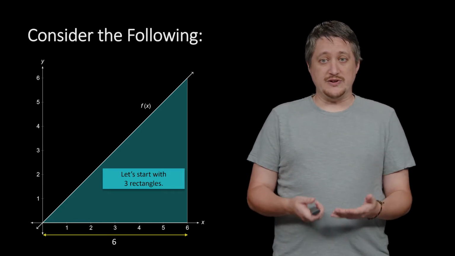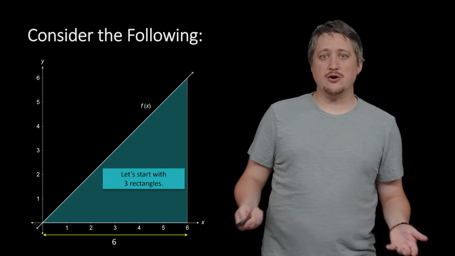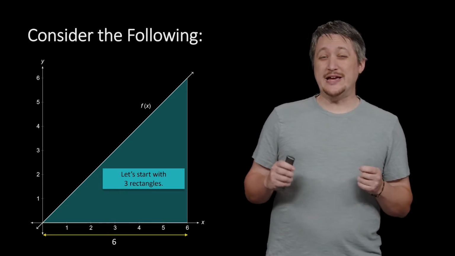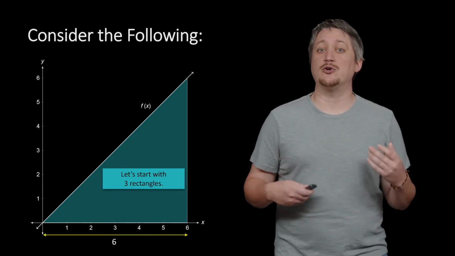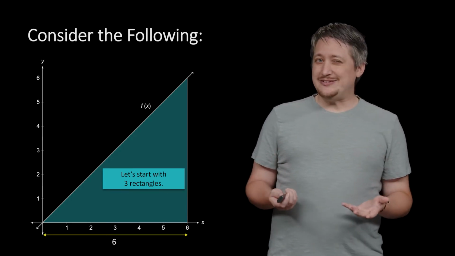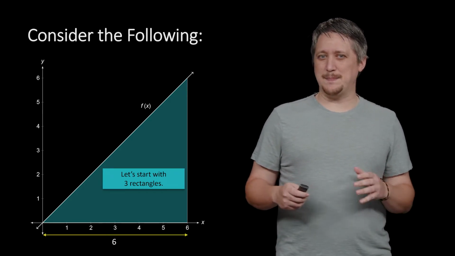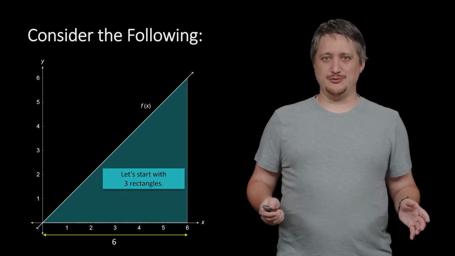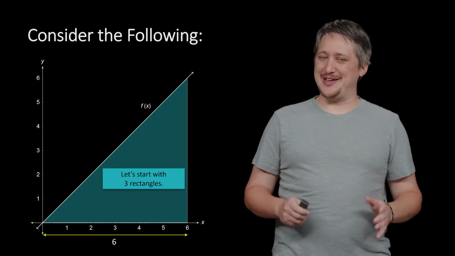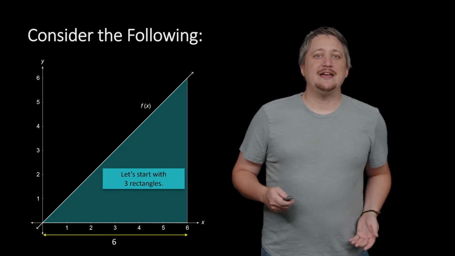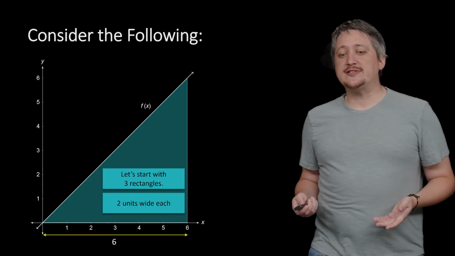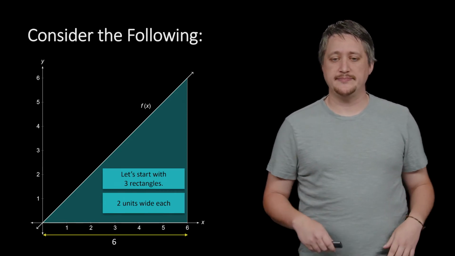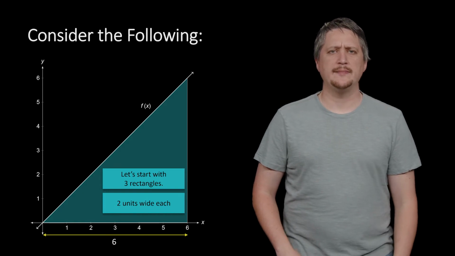So an easy place to start would be to make all these rectangles the same width. It turns out that doing that is really helpful for a number of reasons, so this is something we're always going to do. Strictly speaking, for this method, you don't have to. But if you don't make them all the same width, your brain is going to explode. So just always make them the same width. It is much better that way. We have a width of 6 and 3 rectangles, so each of them has to be 2 units wide, 6 divided by 3.